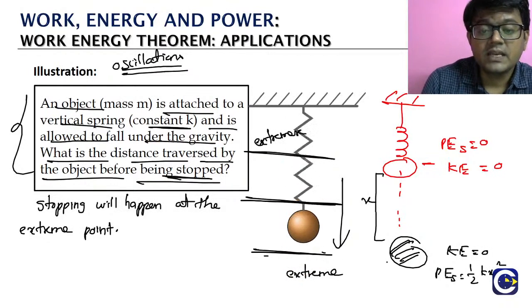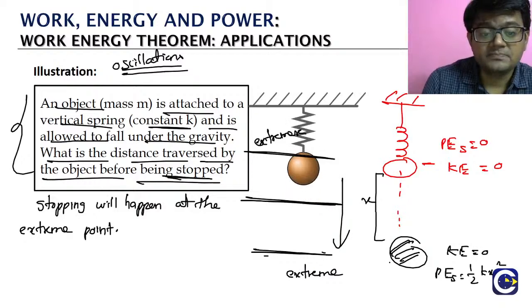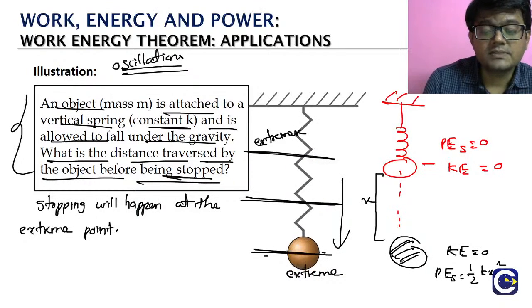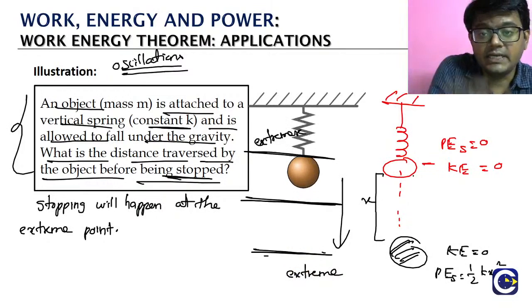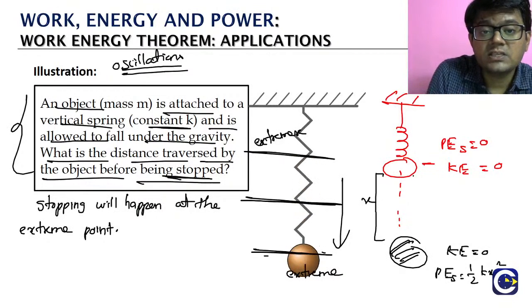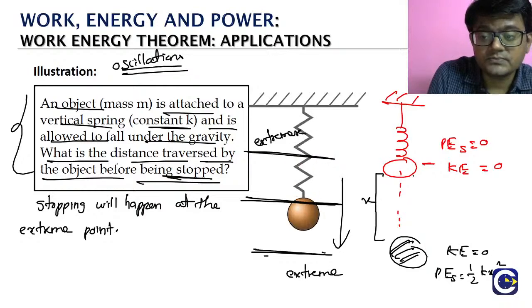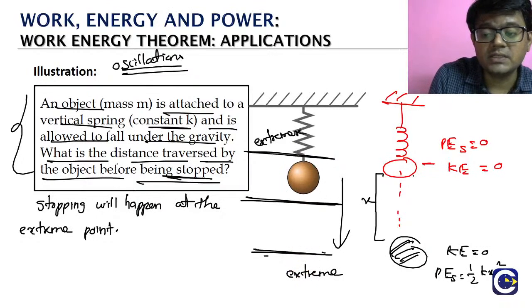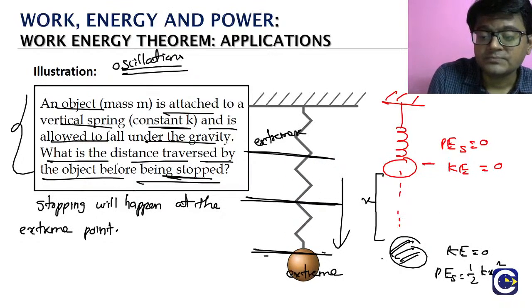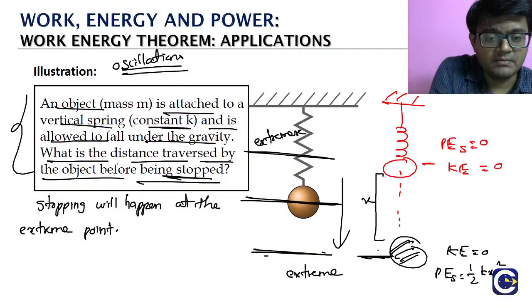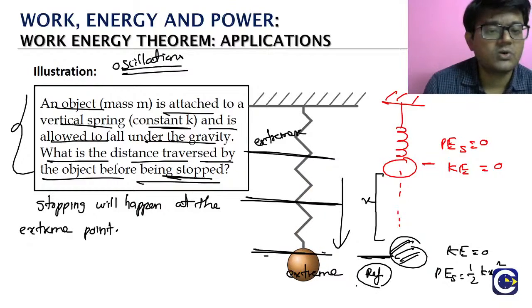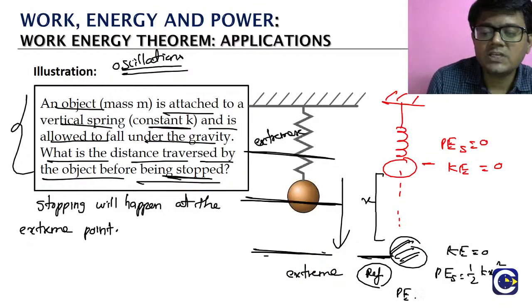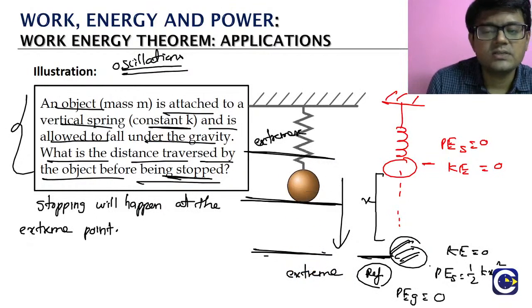What is it? Gravitational potential energy. Let me explain how it comes, because the body of mass m is moving vertically, right? So there will be the gravitational potential energy also involved. So how do we tackle this? If you consider the bottommost point as the reference, take this as the reference. Here the gravitational potential energy of the object is 0.